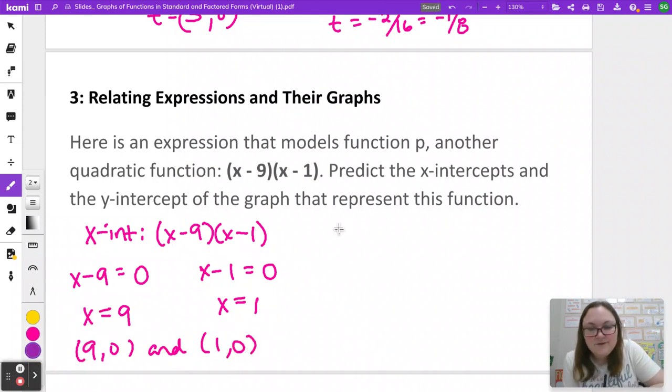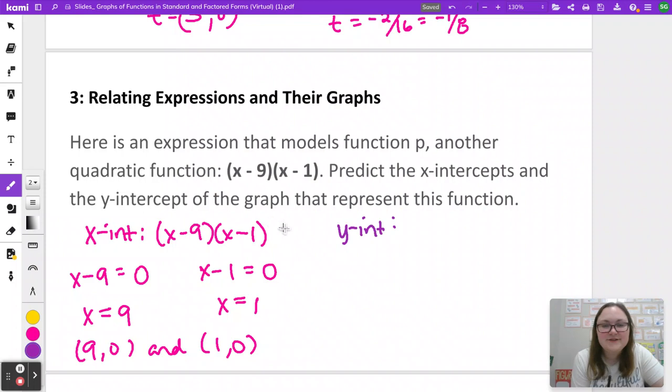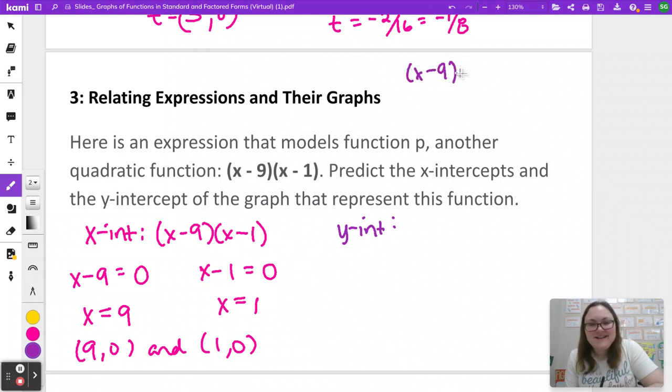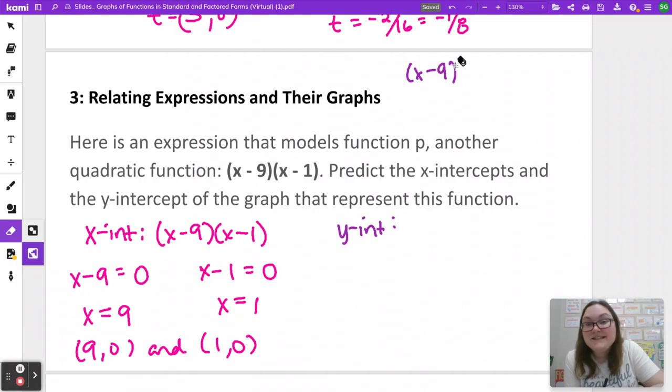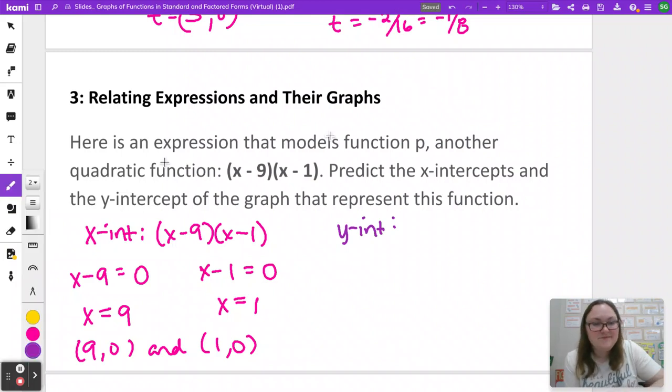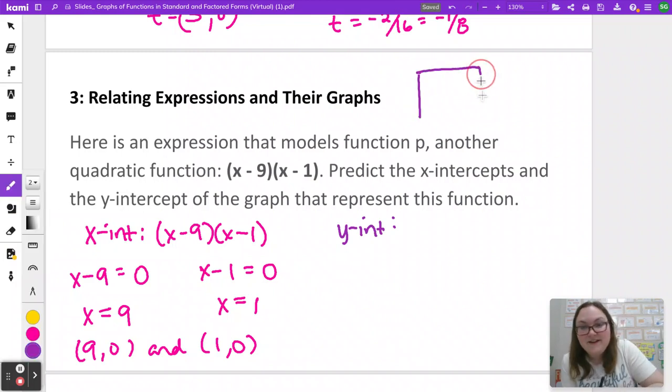Now to find the y-intercept, we said we want to use standard form. But our problem here is I did not give you standard form. Does that mean there is no hope? No, of course not. We learned in the last lesson how to change this to standard form. So we're going to have to do that. I'm going to take my x minus 9. Actually, let me do this one with the diagram since we did the other one with distributing. So if you like the diagram method, on one side, it doesn't matter if it's the top or the left side, you need your x minus 9. On the other side you need your x minus 1.